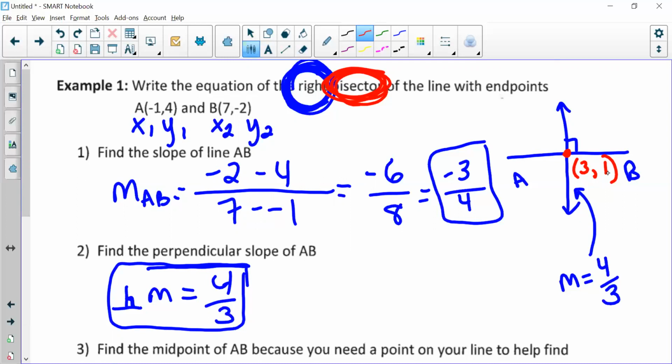Good. Now in median, we had a choice. We could use either point on the median line, the vertex or the midpoint. How many points do I know on a right bisector? Look at my little diagram. How many points do I know on this line? One. I have no choice. I have to use my midpoint, (3, 1).